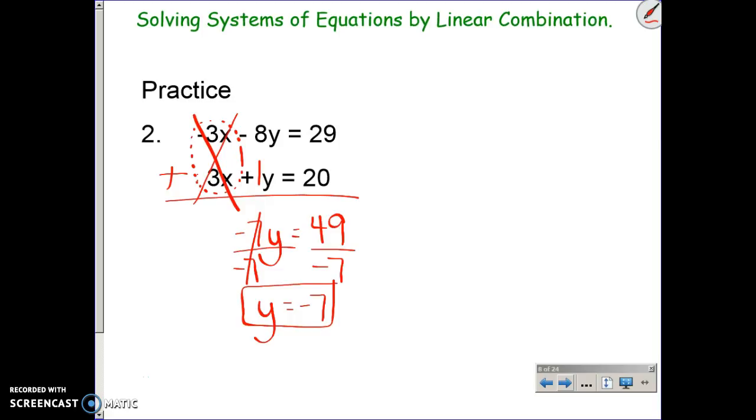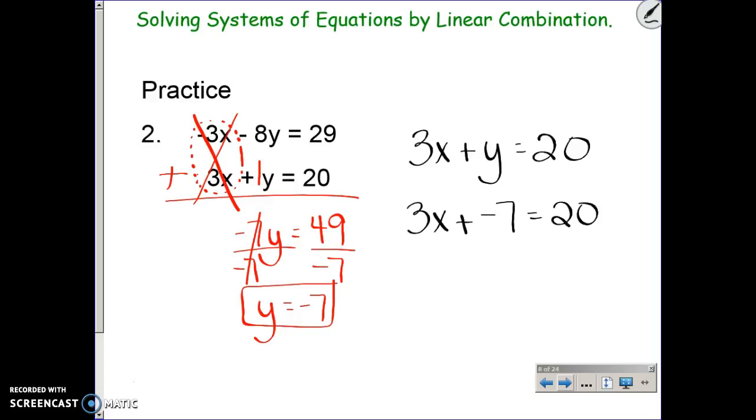Cool, I have half my work done. Still have to go back and solve for x. I'm going to pick the second equation. That one looks pretty easy to do. No negatives, just plugging stuff in. So I have 3x plus -7 equals 20. If I add 7 to both sides, I can get rid of my -7.